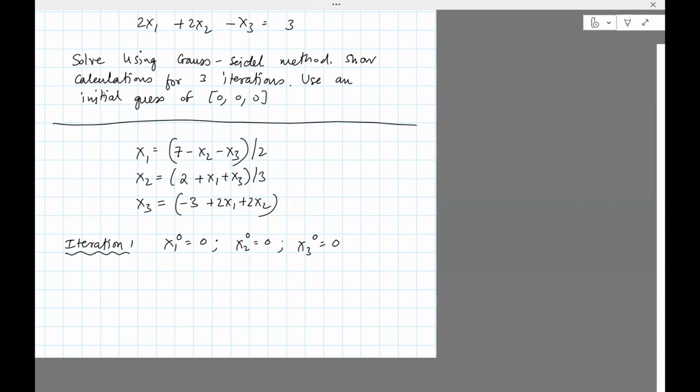Okay, so we know that we've been given the initial guess. It's 0, 0, 0. So let's start. Yeah, question. No, you can guess whatever you want. Is there ever a benefit to choosing a particular guess? Yeah, so if you have a hunch that the solution is near 1, 2, 3, you're much better off choosing something close to 1, 2, 3.